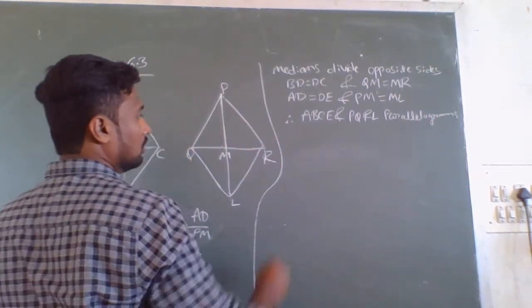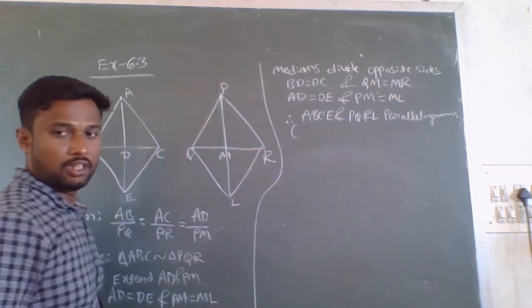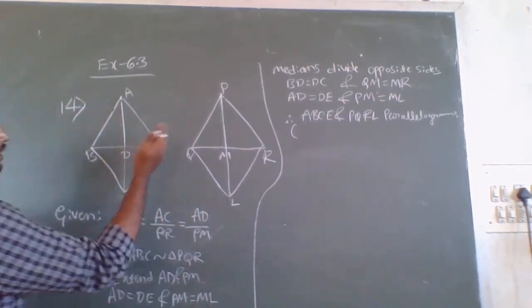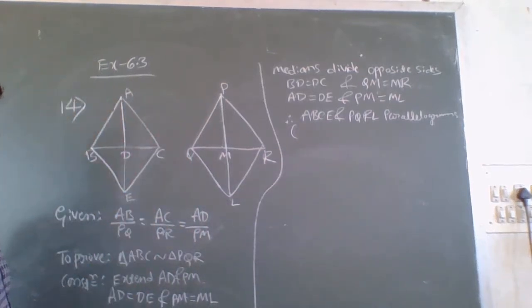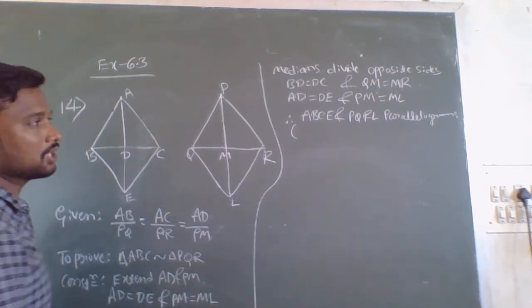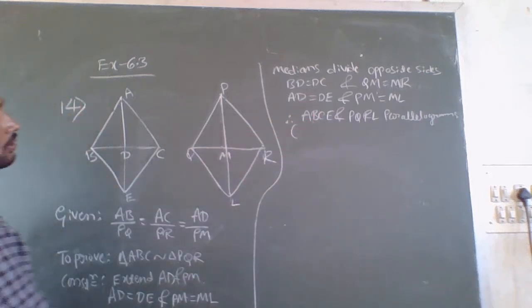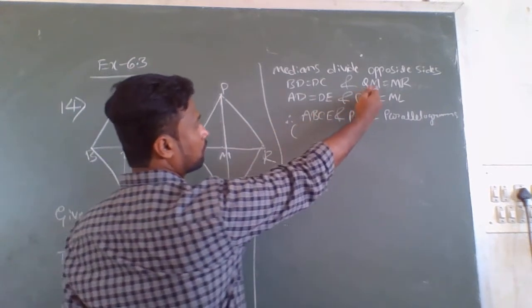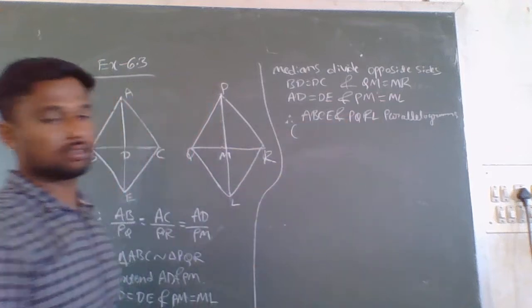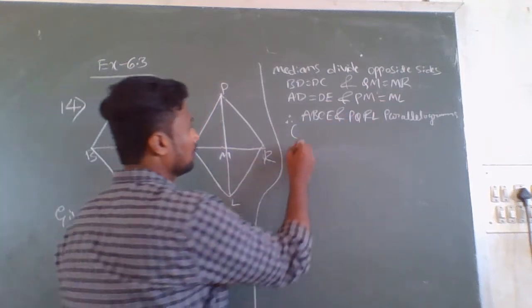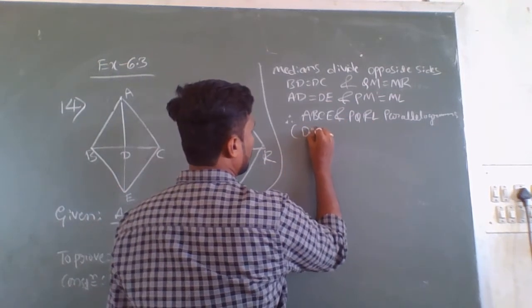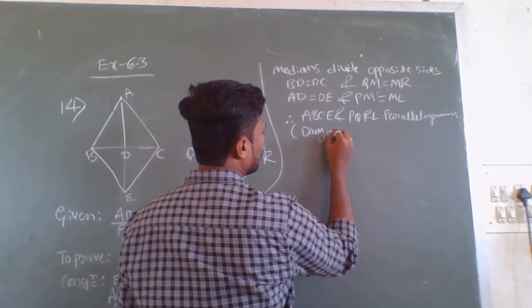Why? Because of the property: diagonals bisect each other, which means the diagonals divide each other equally into two parts. Therefore, here BD is equal to DC and AD is equal to AE. Like that, QM is equal to MR and PM is equal to ML. Therefore, here the diagonals are bisecting each other.